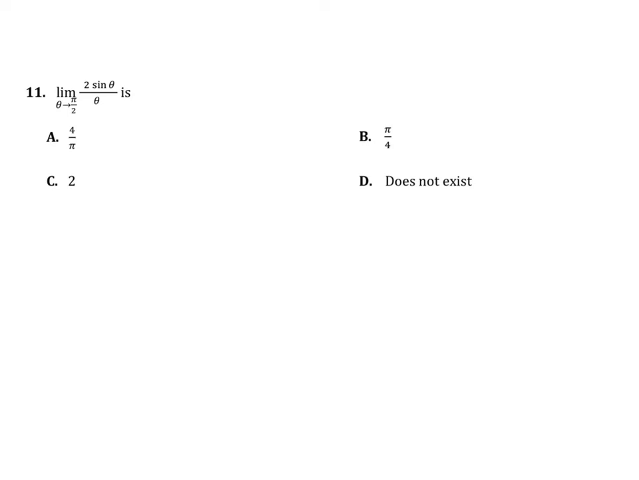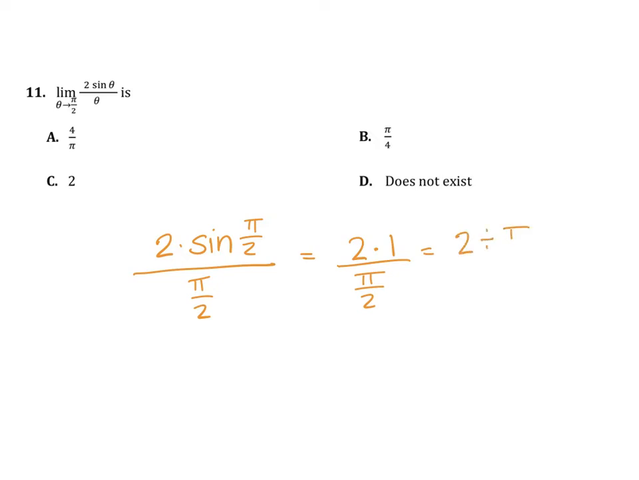All right, number 11, again, we need to substitute in. So I'm going to have 2 times sine of pi over 2 over pi over 2. That's going to be 2 times 1 over pi over 2. And so remember, that's the same thing as saying 2 divided by pi over 2, which is going to be 2 times 2 over pi. And that's going to give us 4 over pi.